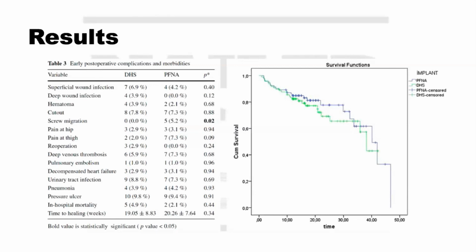And then overall, in terms of complications, tip to apex distance and survival, there were really no differences. And this graph on the right is a Kaplan-Meier survival estimate that's really just demonstrating that there is no significant difference in terms of survival between the two groups over a 3-year period.